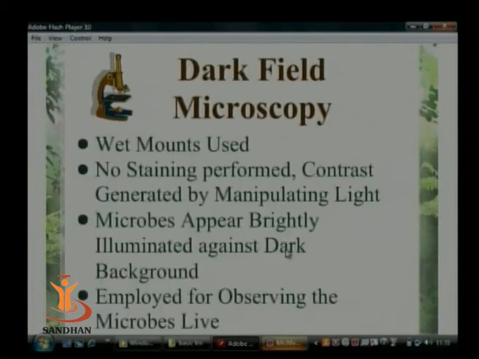Another variation which is used very effectively using the same microscope is the dark field microscopy. In dark field microscopy, we are not making use of the stains. Rather, we prepare the contrast by proper manipulation of the light. The condenser and the diaphragm, these two important structures of the microscope which play a very important role in focusing the light upon the specimen and then transferring the light into the objective, are manipulated such that a situation arises where the entire background of the microscopic field appears to be dark.